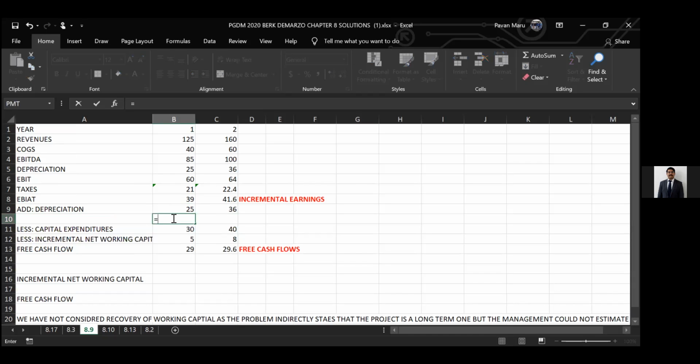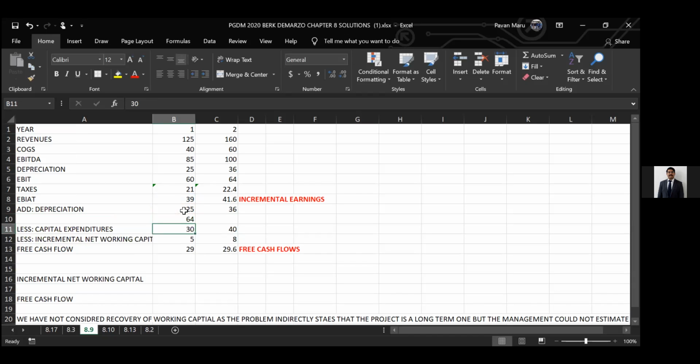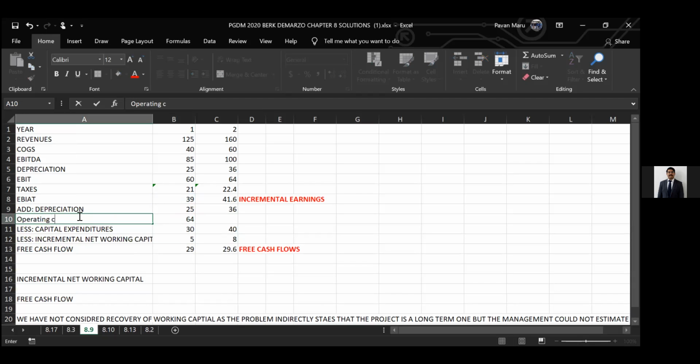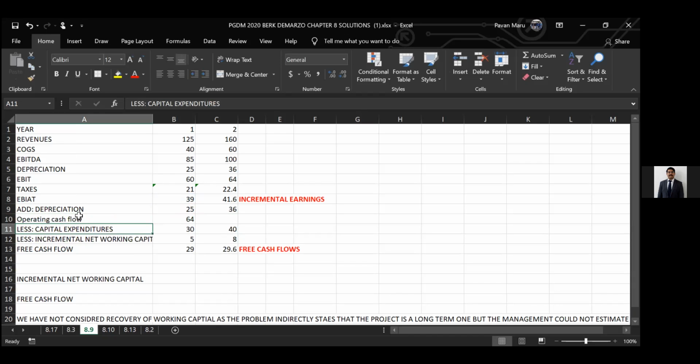So this will be what? 64. Plus 25, minus 30 is 34, minus 5. So this is your operating cash flow, I think. Yeah. This is your operating cash flow after you add depreciation.